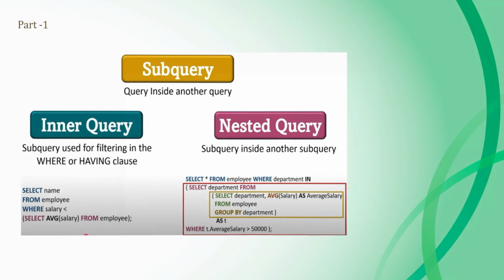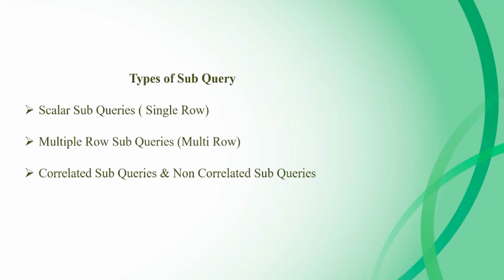And now let's understand the types of subquery. Here we have the scalar subquery, which is single row. Here we have multiple row subqueries with multiple rows. And last but not least, correlated subqueries. These are the three types of subqueries. But there are also some non-correlated subqueries, which we will definitely talk about in the next tutorial. Under this tutorial, I will cover only scalar subqueries and multiple row subqueries.